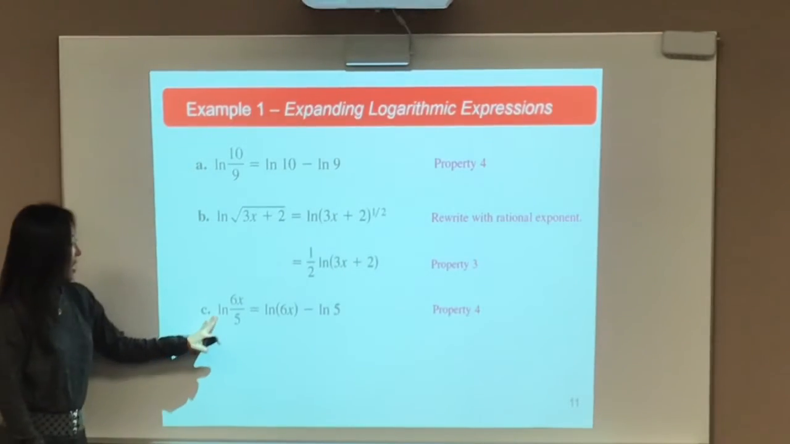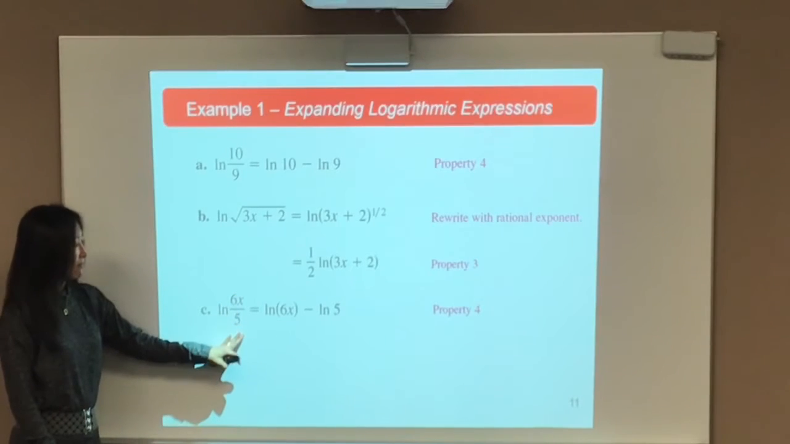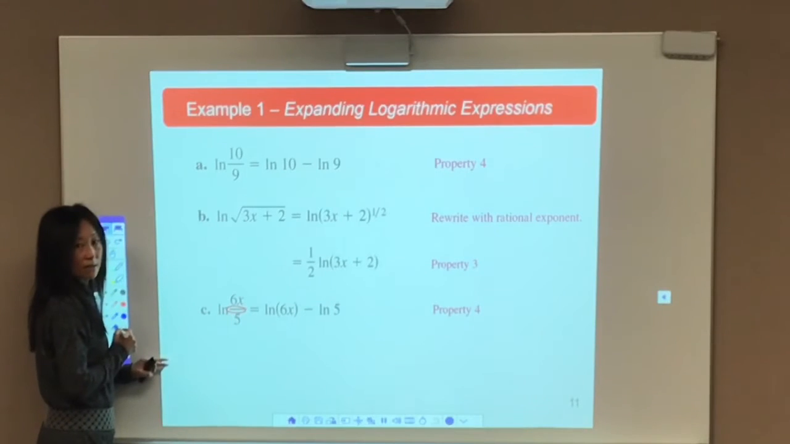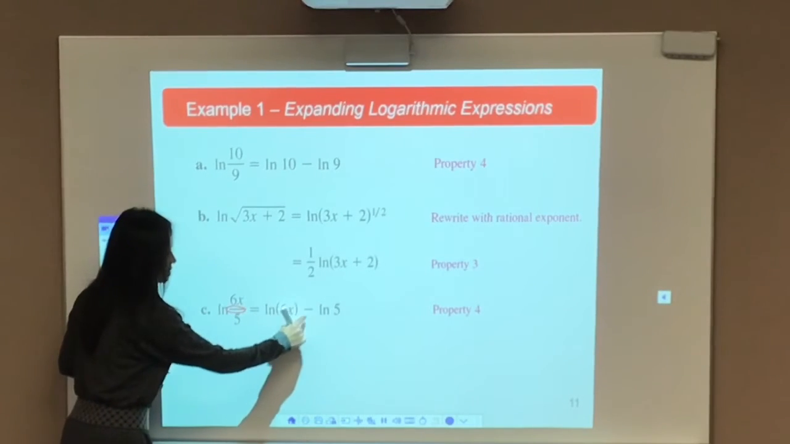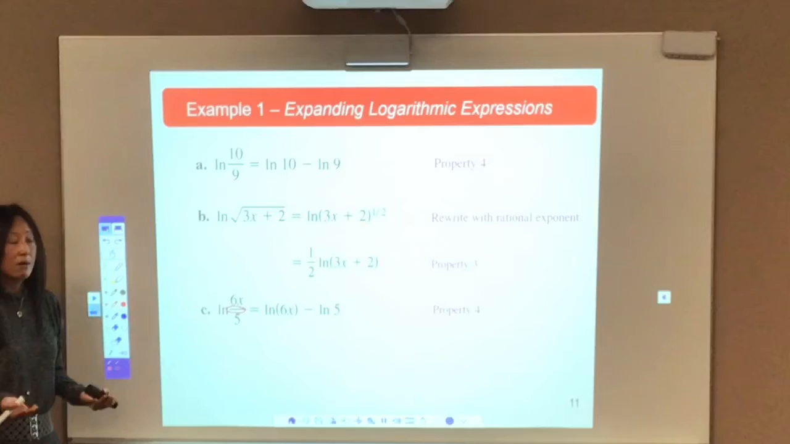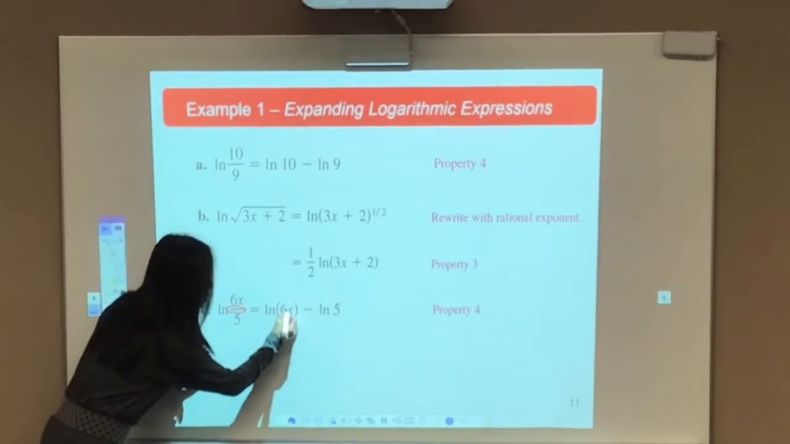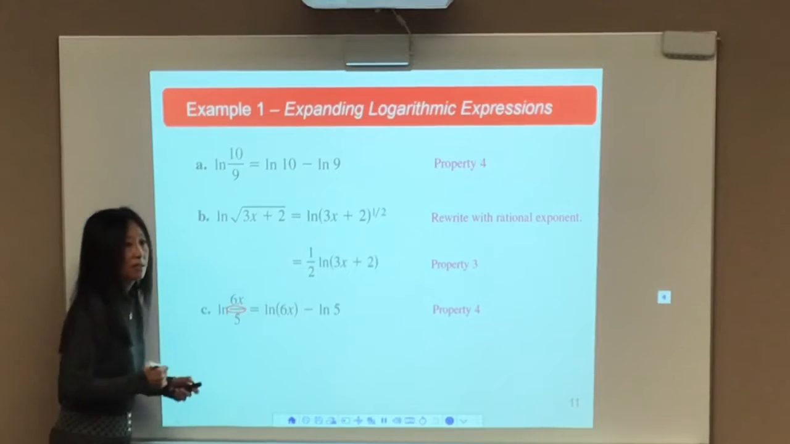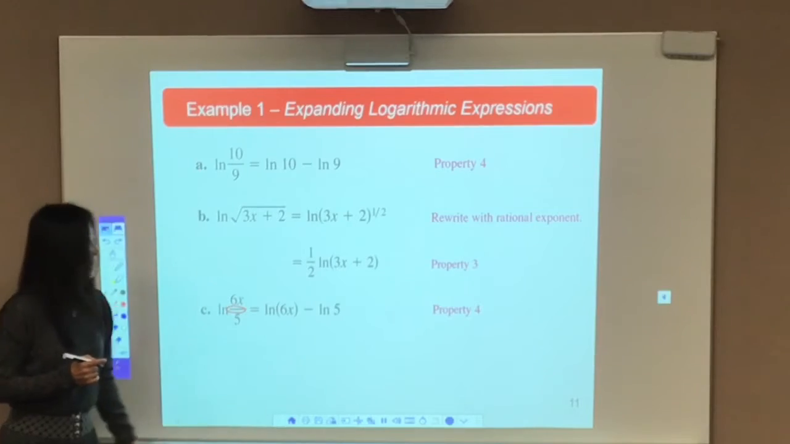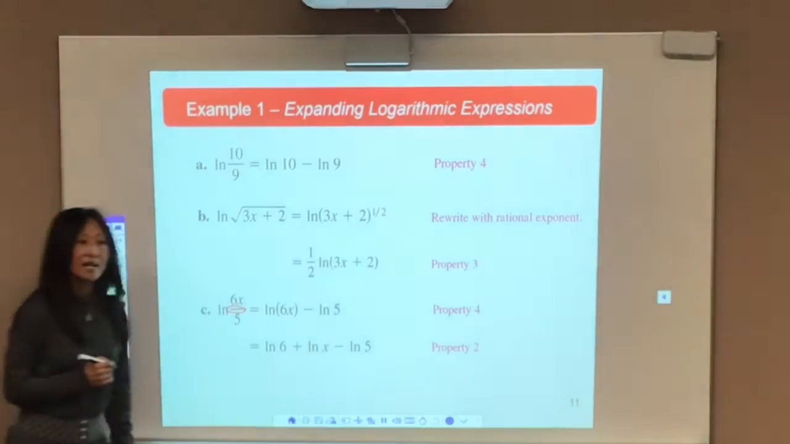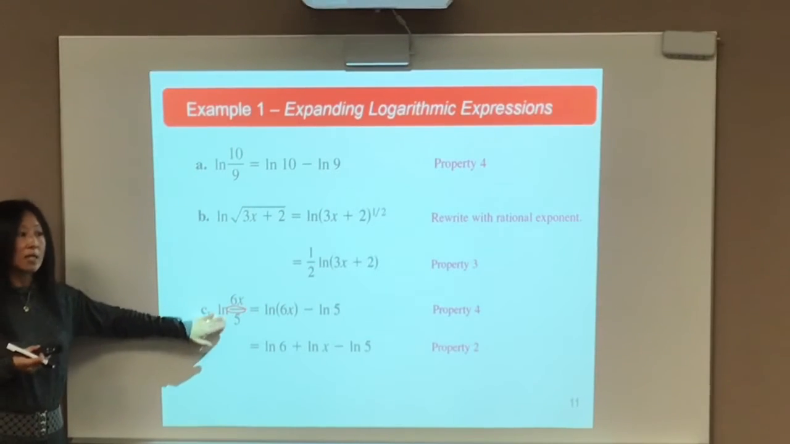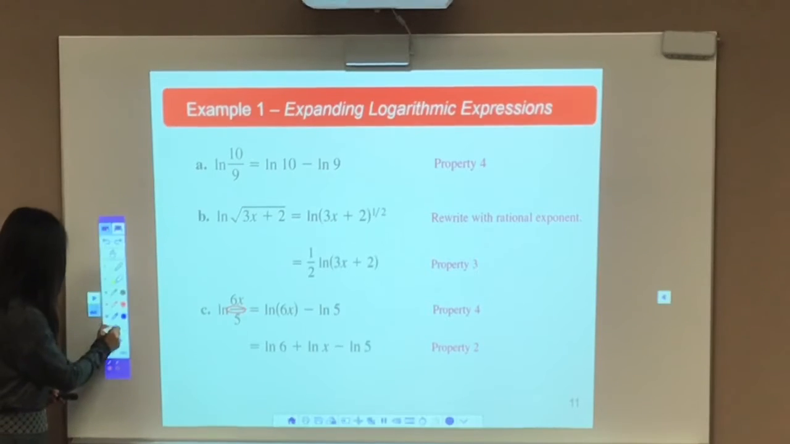All right, next one. I have natural log of 6x divided by 5. So first thing I'm going to apply this. Are you with me, class? So I have natural log 6x minus natural log 5. Can I expand more? Yes, remember multiplication? This is just 6 times x. So can I make it natural log of 6 plus natural log of x? Does everybody see that? I'm just giving you examples so when you do your homework, you know what to do.